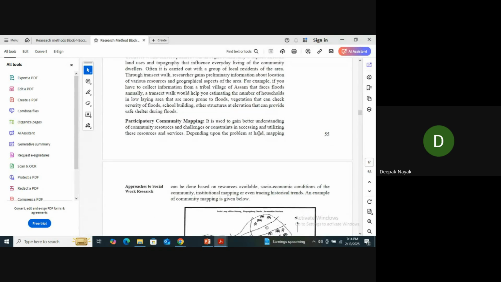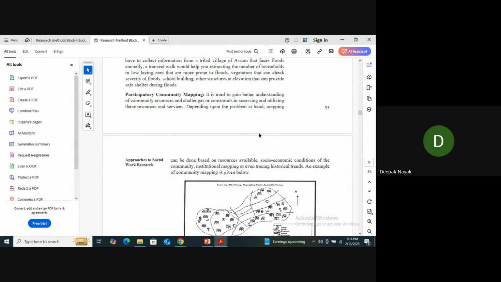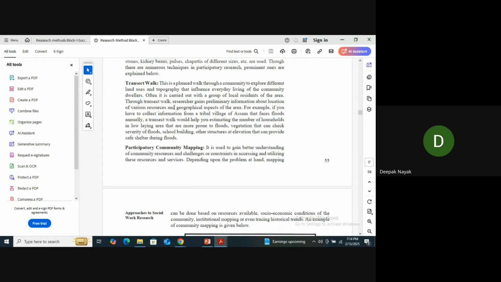Then the second thing done is transect walk. Transect walk: a group of people from the community along with the researcher move through the community. This is also known as walk and talk. This is also called walk and talk.